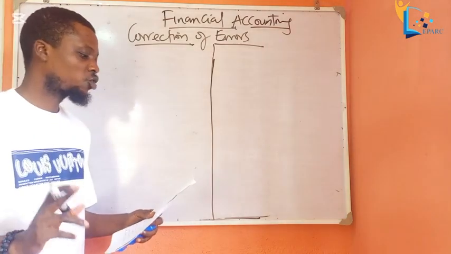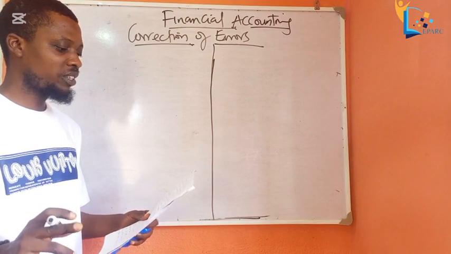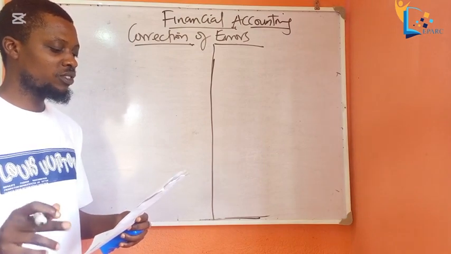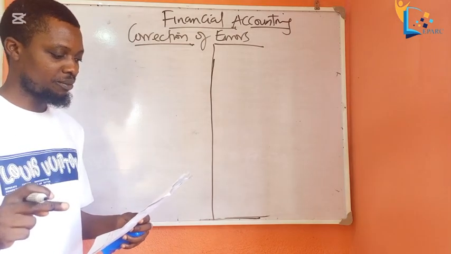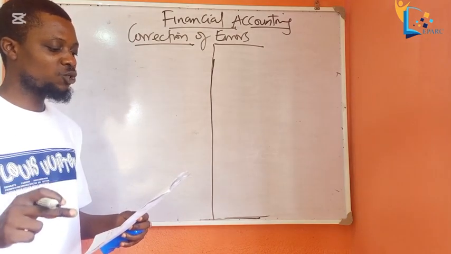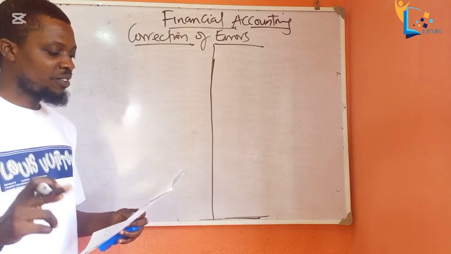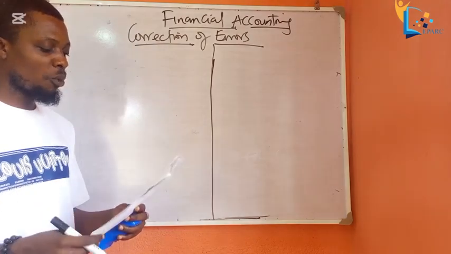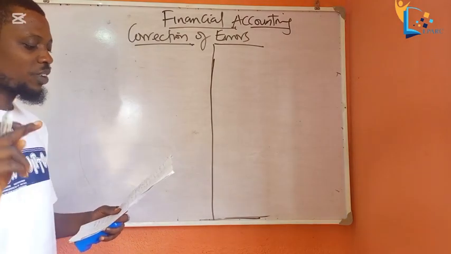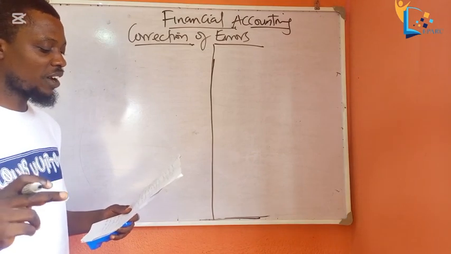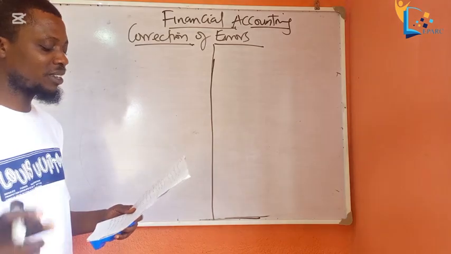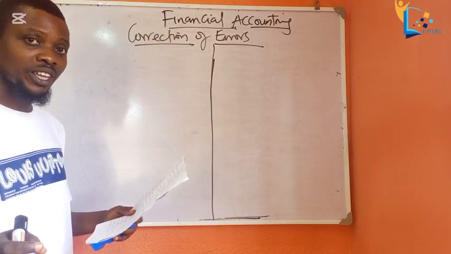Now, it said the trial balance of E Plus Limited showed a difference of 622 naira, and this has been carried to the credit side of a suspense account. Further investigation revealed the following errors. Number 1, purchase of an adding machine for 750 naira was debited to office expense account.